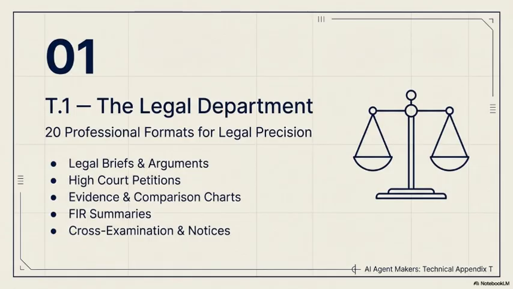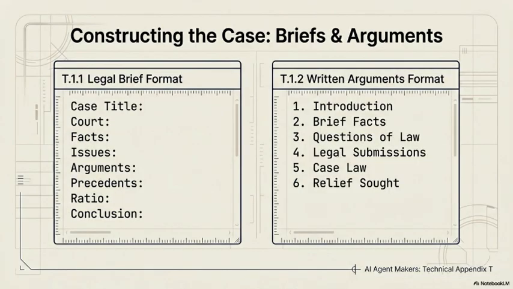Let's focus on just one part of that, the requirement to separate the ratio from the conclusion. Okay, the ratio, what is that exactly? The ratio decidendi. It's the essential legal principle upon which the case was decided. It's the legal reasoning. The conclusion, on the other hand, is just the outcome. Who won, who lost, what was the order? And why is forcing an AI to separate those two things so critical? I mean, an unstructured summary might just blend the reasoning into the result.